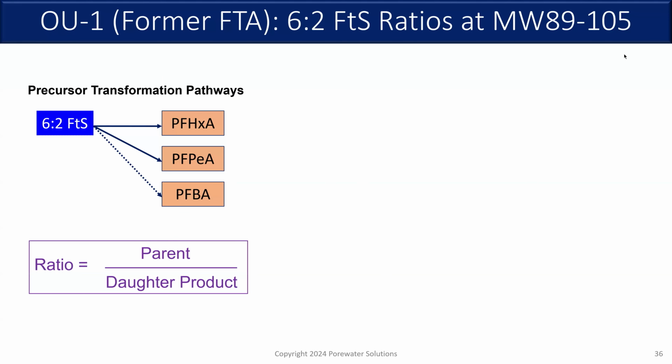Okay, so at this site, we really wanted a way to see if there's evidence of transformation from a precursor like 6,2-FTS to the daughter products. And 6,2-FTS actually has branching decay pathways. It'll decay mainly to PFHxA and PFPeA, the longer chain compounds of the three here, and it degrades less to PFBA, that's the shortest chain. So what we did is we said, okay, let's look at ratios, rather than concentrations, on radial diagrams and see if they can help us see evidence of transformation.